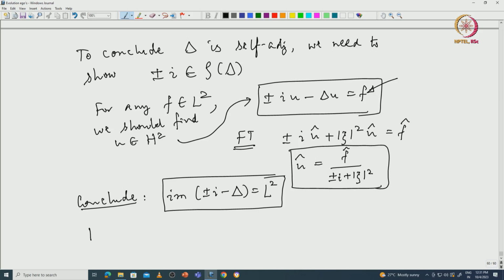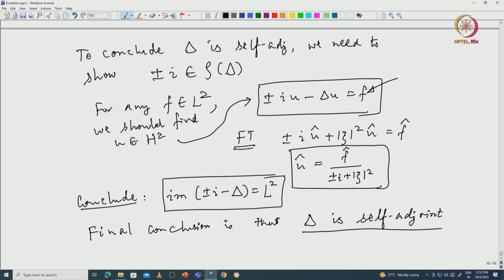So the final conclusion is that the Laplacian is self-adjoint. Again go back and see the topic on unbounded operators: when a densely defined closed symmetric operator is self-adjoint, there are very simple conditions for that conclusion. Not all symmetric operators are self-adjoint, so bear that in mind. You have to do a little extra work.